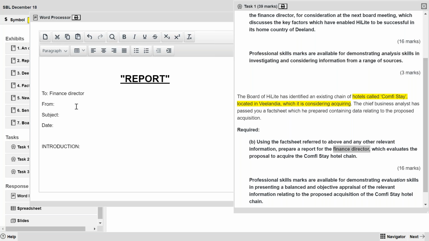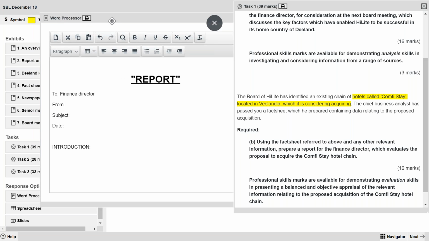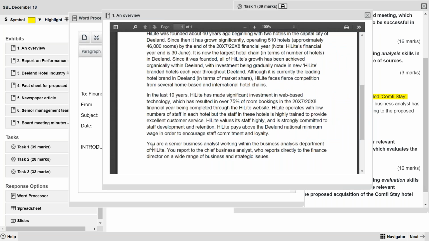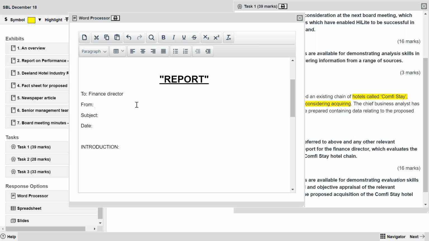From, what is my role? So my role is actually mentioned in the overview document which we haven't read, which we will read. So it says here, you are a senior business analyst working within the business analysis department of Highlight. So what is my role? I am a senior business analyst. Control C. I close this window. I go here. From, Control V, I change small s to big, Senior Business Analyst.